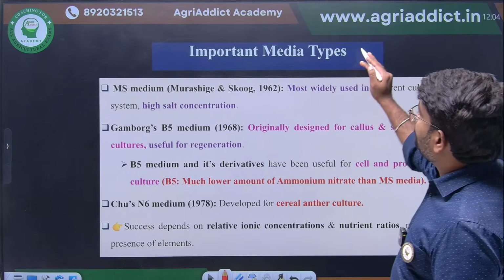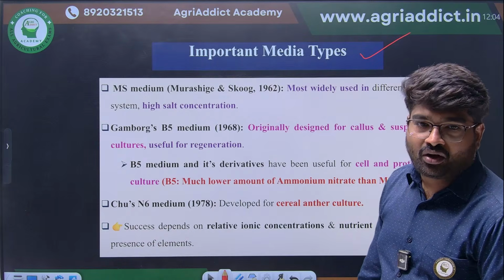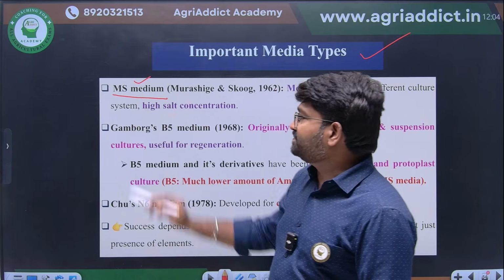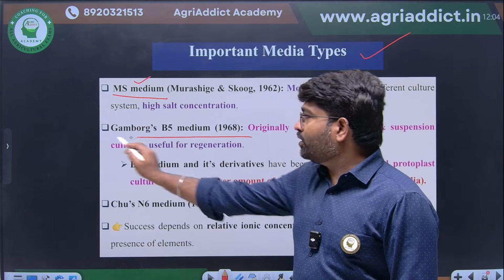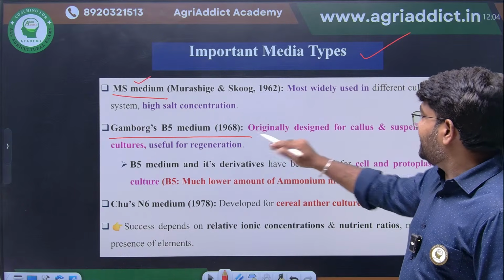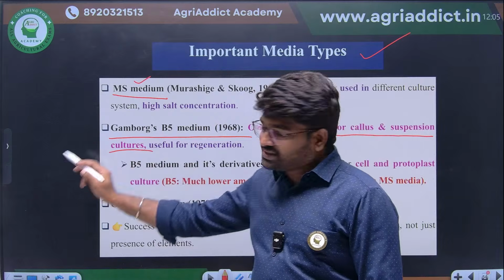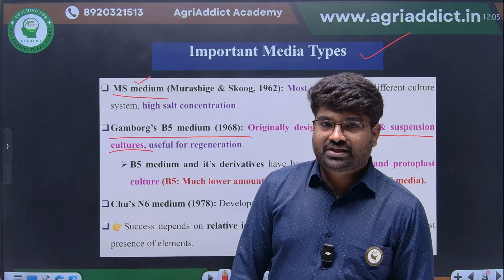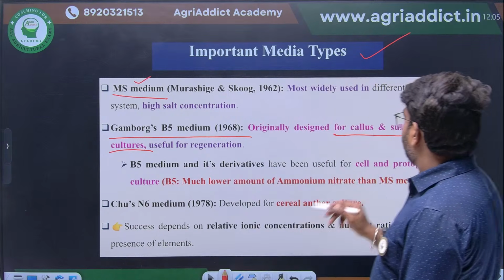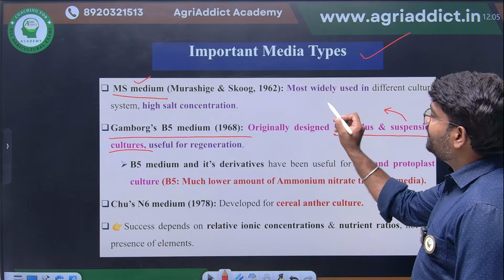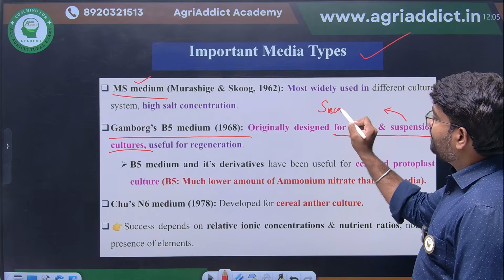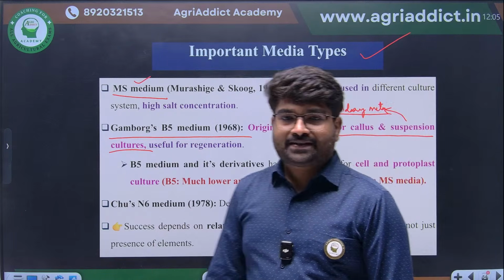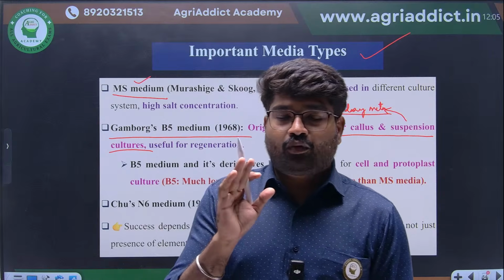Now we are going to see the different media types. What are the common media they are using in tissue culture? The most commonly used media is MS media, followed by Gamborg or B5 medium. This is originally designed for callus and suspension culture. Clear? And the most important thing you have to remember, suspension culture will be primarily used for production of secondary metabolites. Secondary metabolites can be produced by using suspension culture. I am going to tell only the important points.